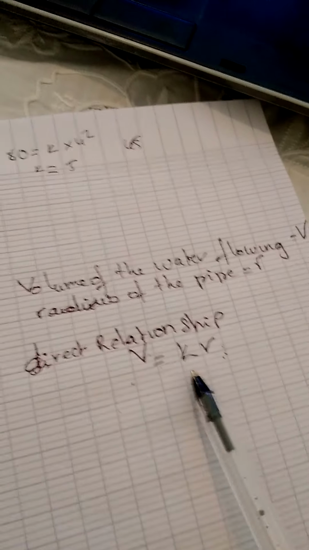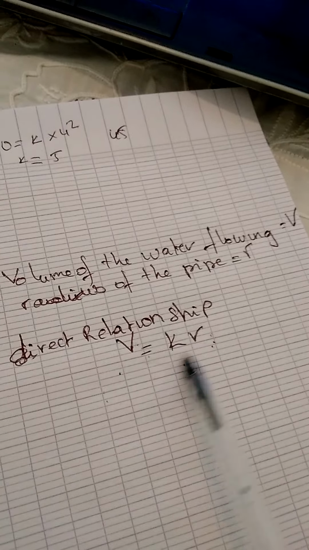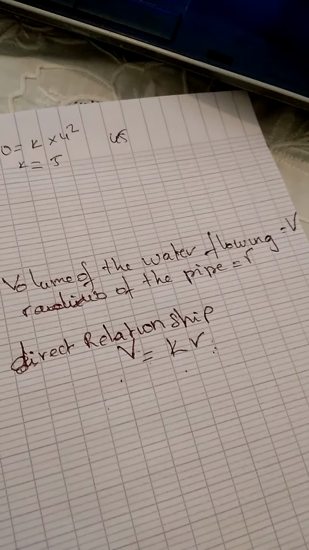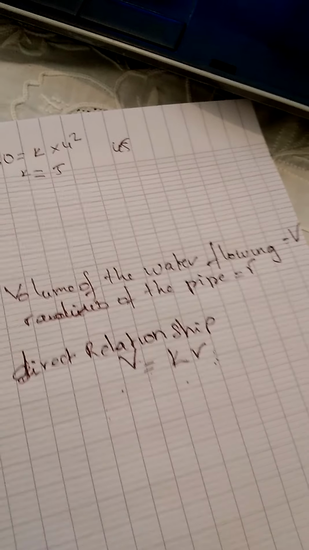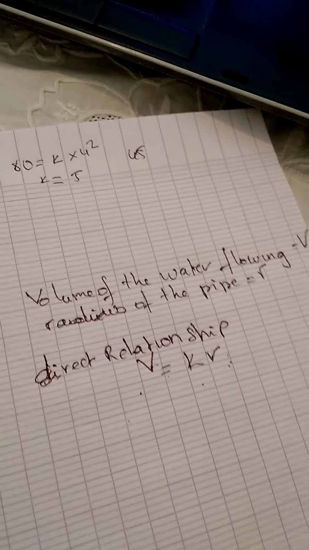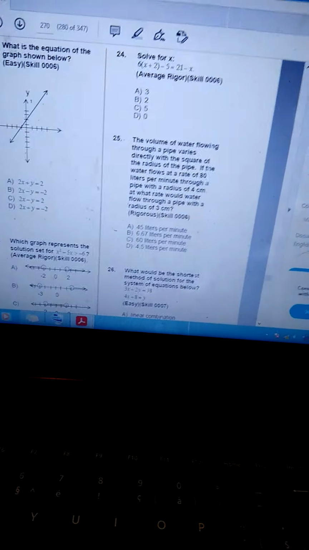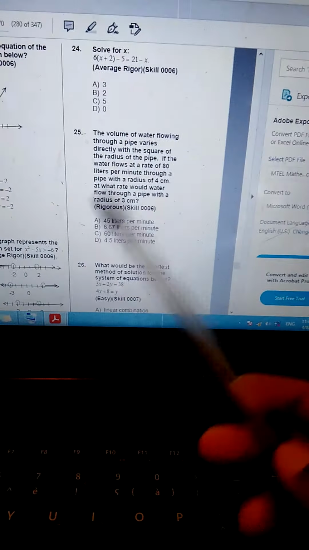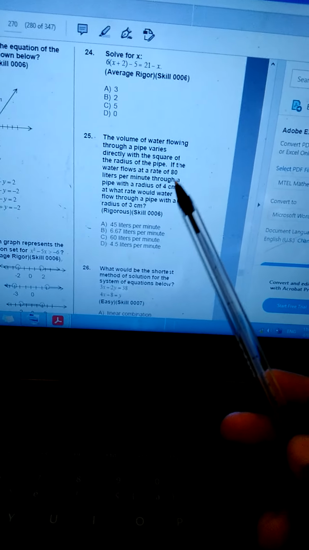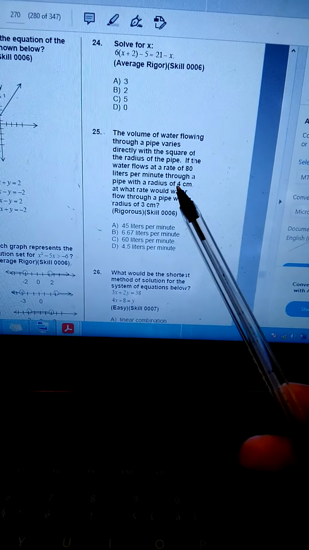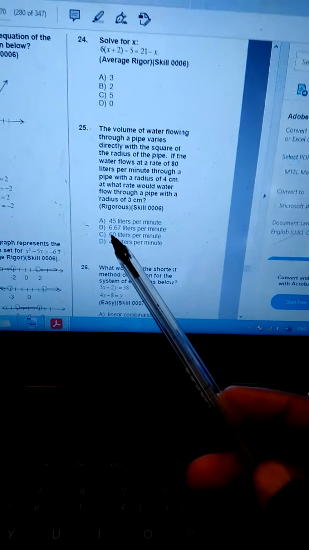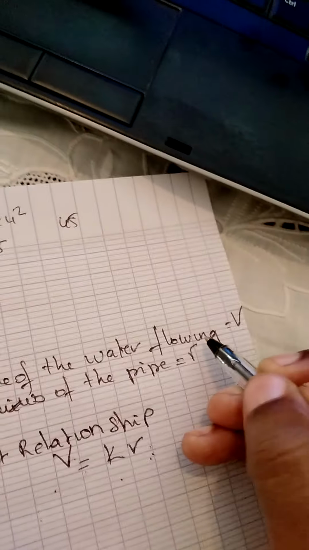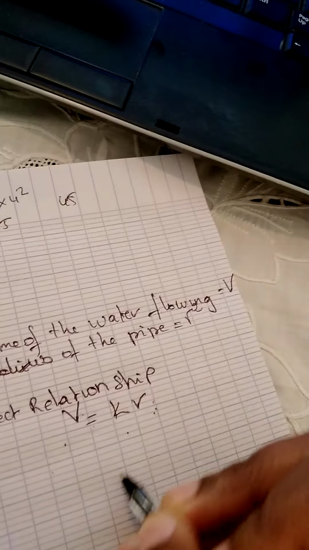Okay. So here I need to find the constant of proportionality first. So basically, the volume depends on the radius. So the radius must increase by what to give the volume? Something like the constant. Then I was given that the water flows at a rate of 80 liters per minute through a pipe with a radius of 4 centimeters. So how do I do that? Basically, I forgot. The relationship is the square. So it is not R only, it is R squared.